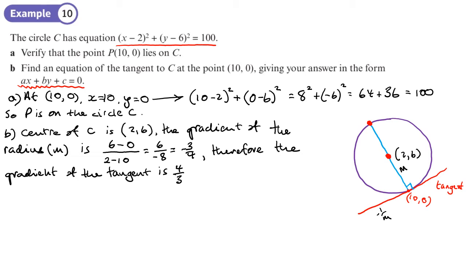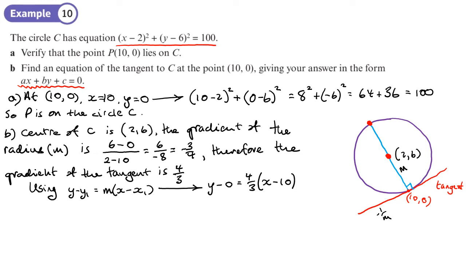So now we can use y minus y1 equals m(x minus x1), because we now know the gradient and the point that it passes through, and the gradient passes through the point 10, 0. So it's going to be y minus 0 equals m, 4/3, x minus x1. So that's going to be 10. And it's told us what form we need to leave it in, so we'll rearrange everything so it's in that form. So first of all, expand the brackets.